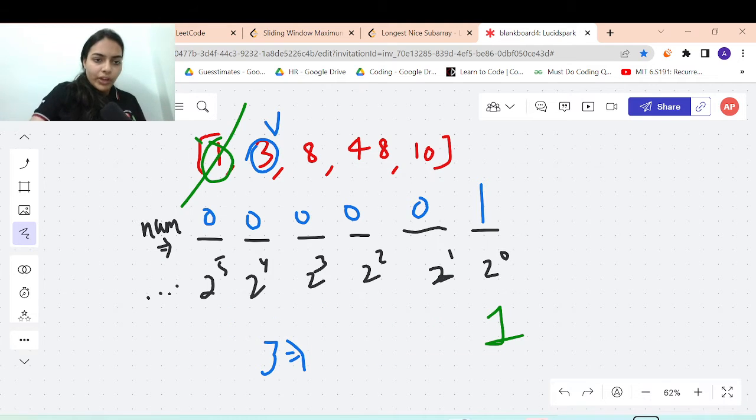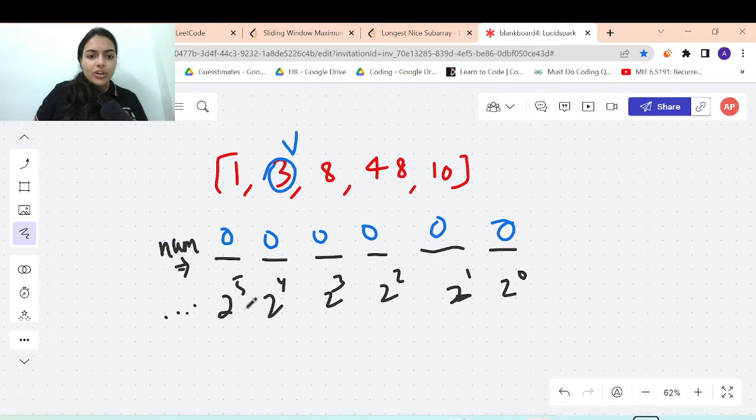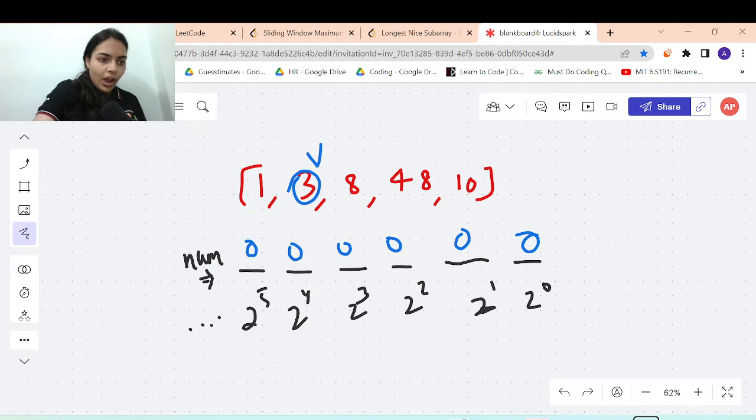We want to remove 1. We don't want the bits of 1 because 1 has a problem with 3. We cannot include them together. So unfortunately, we will have to do the XOR. Okay, we will do the XOR of this number with 1, and because of which this number has again become like this.